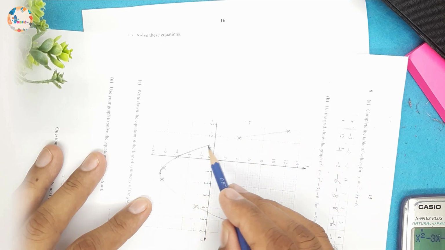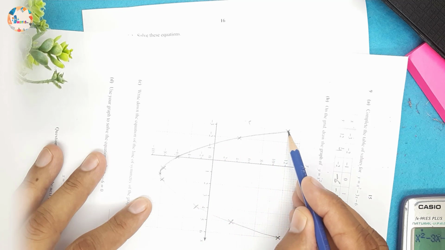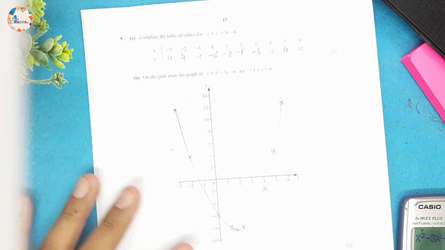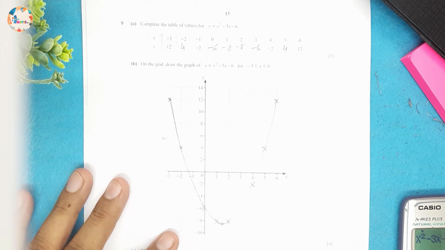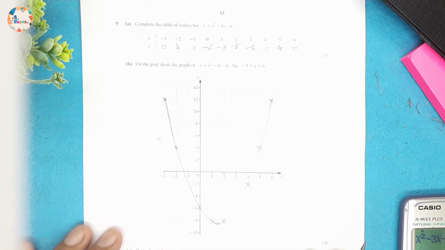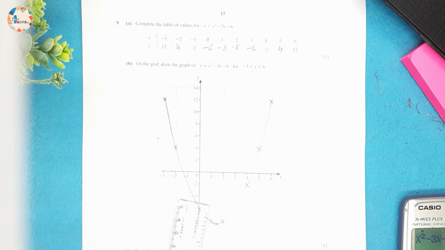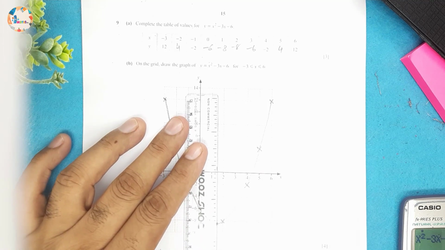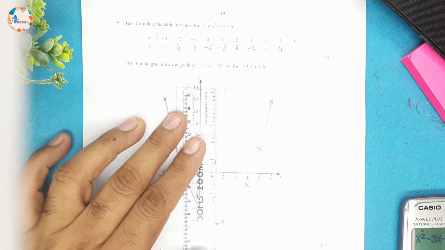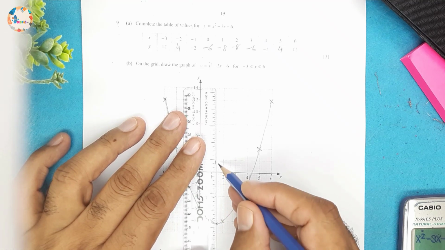So this is basically the curve which we have plotted. Hopefully you will be able to draw a smoother curve than I have drawn. Write down the equation of the line of symmetry of the graph. The line of symmetry of the graph will be x is equal to 1.5.